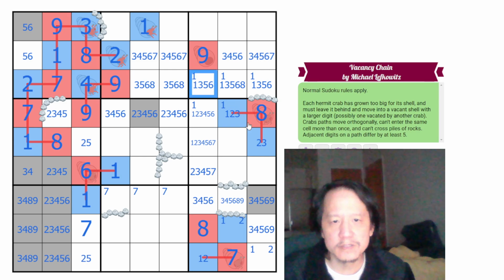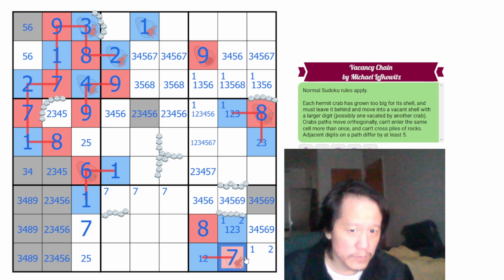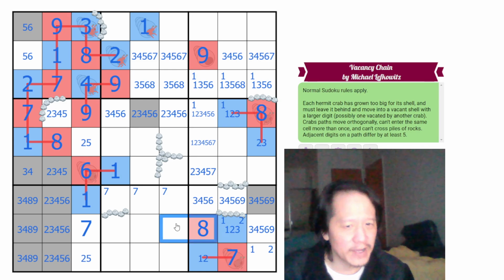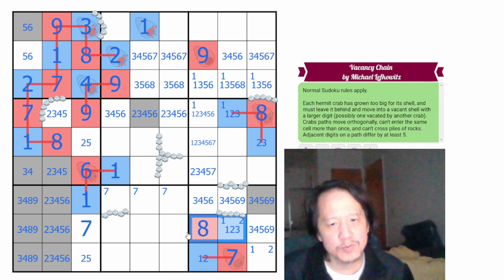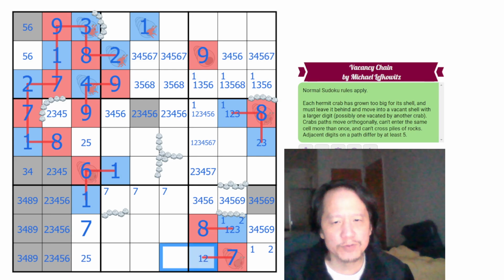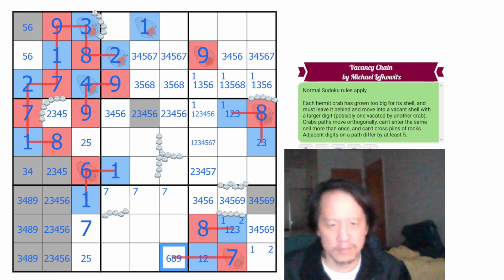Which means this can't be 8, this can't be 8. These can't be 8. This would have to be 1, 2, or 3. So this could never be, I mean, it could be 3. I guess it could be 3, 8, and it could exit out this way. So this one actually does have to connect this way. Therefore, this one has to go this way. So this must be 6, 8, or 9. And it has to be high.